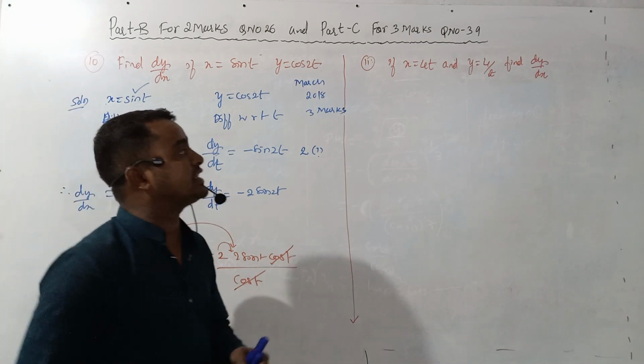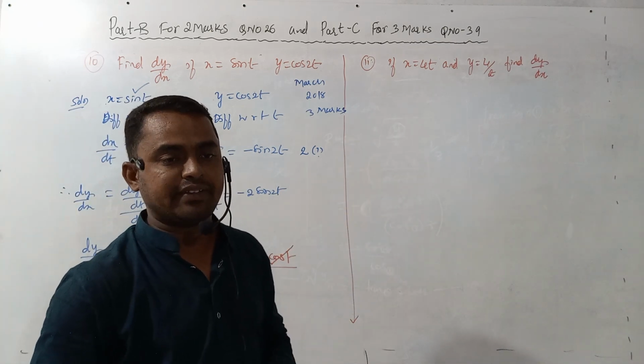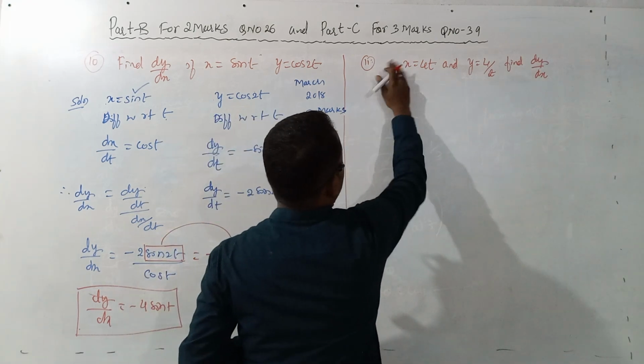And the next problem: if x is equal to 4t and y is equal to 4 by t, find dy by dx. Write the solution of this one here.